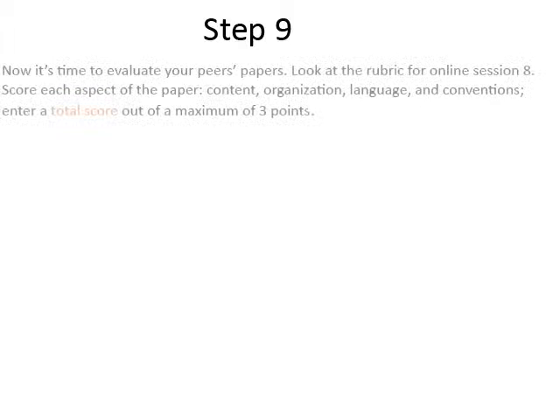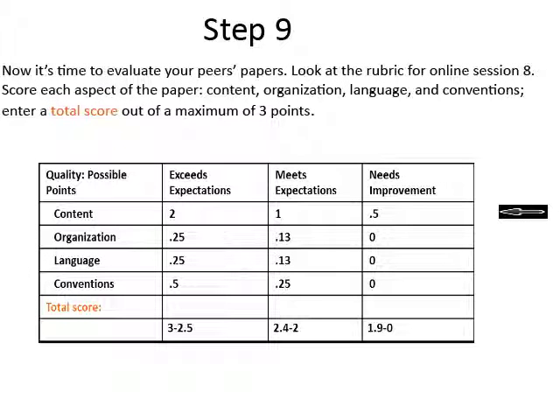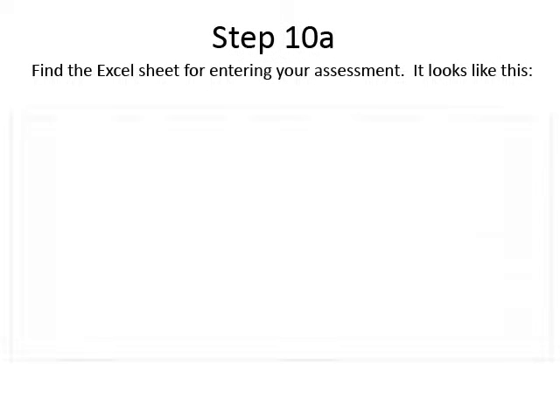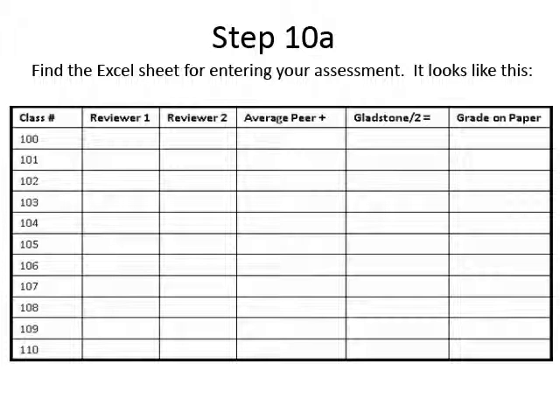The maximum score on content is 2, with 1/4 of a point each for organization and use of language. As usual, conventions rate 20% of the total score. Put your grades in the total score row and tally all qualities for a maximum of 3 points. You will be entering a score with a maximum of 3 on the Excel sheet.